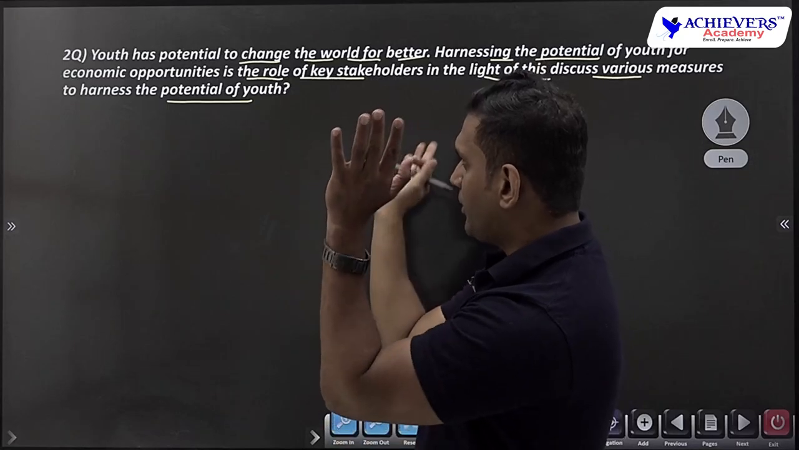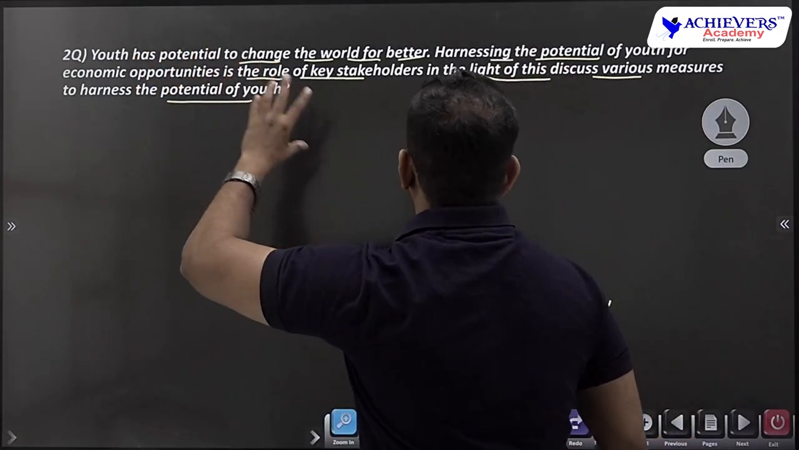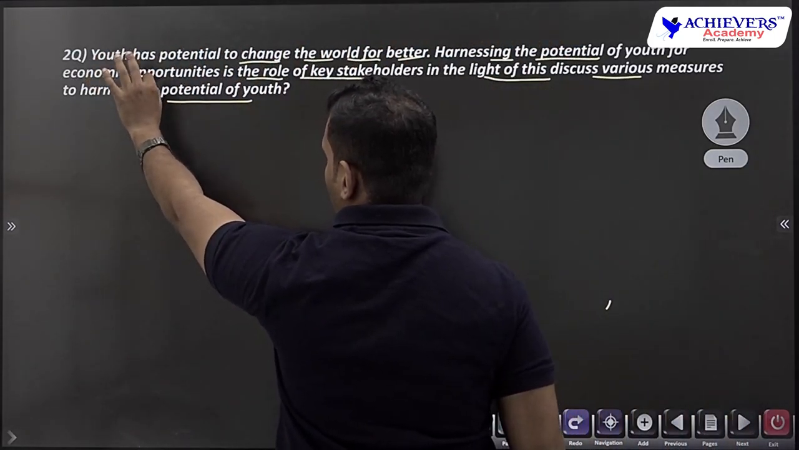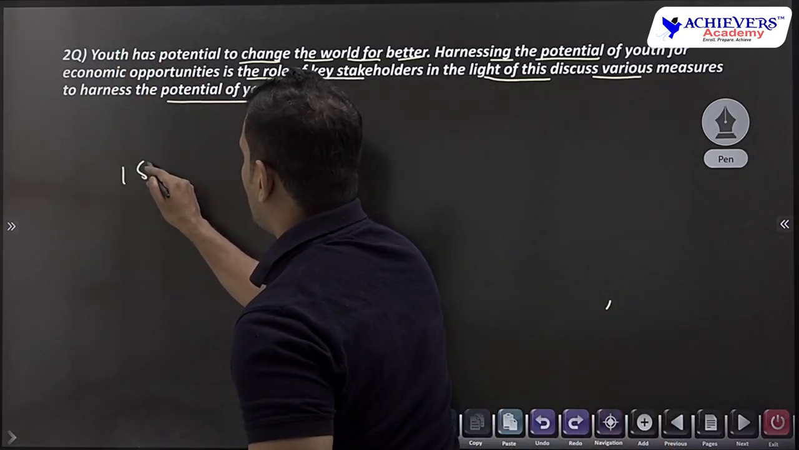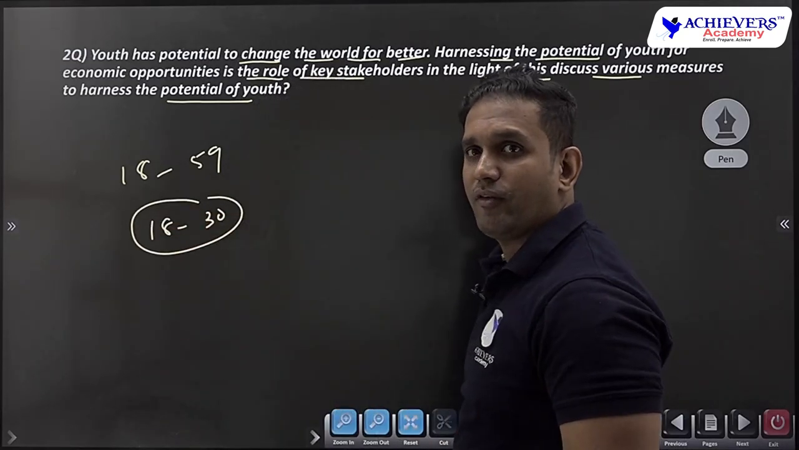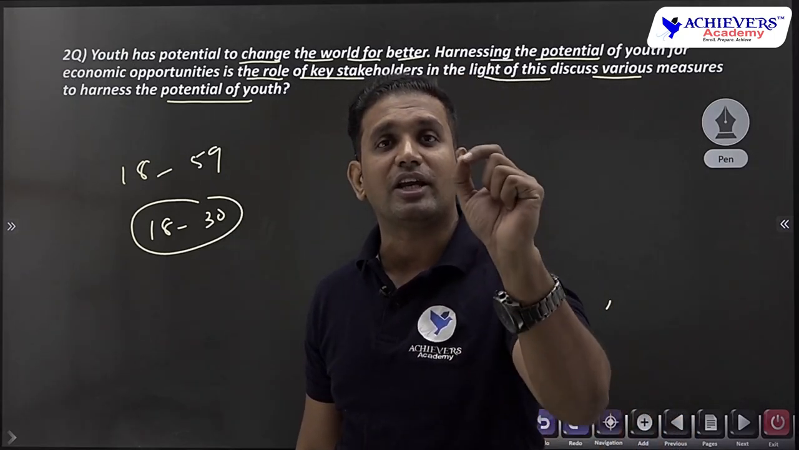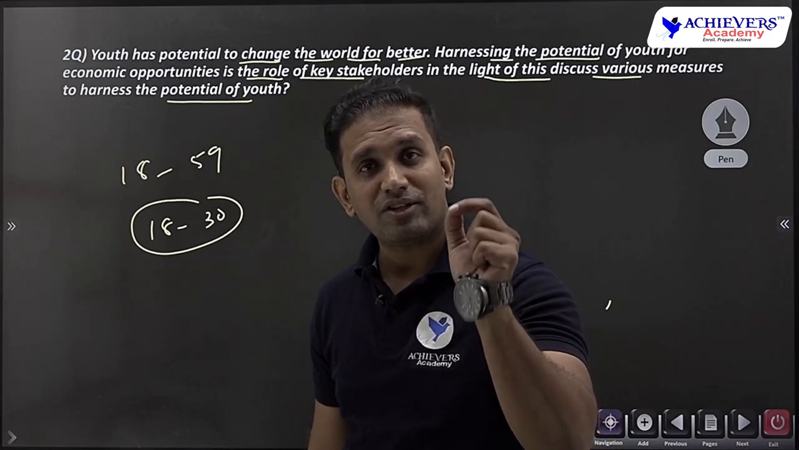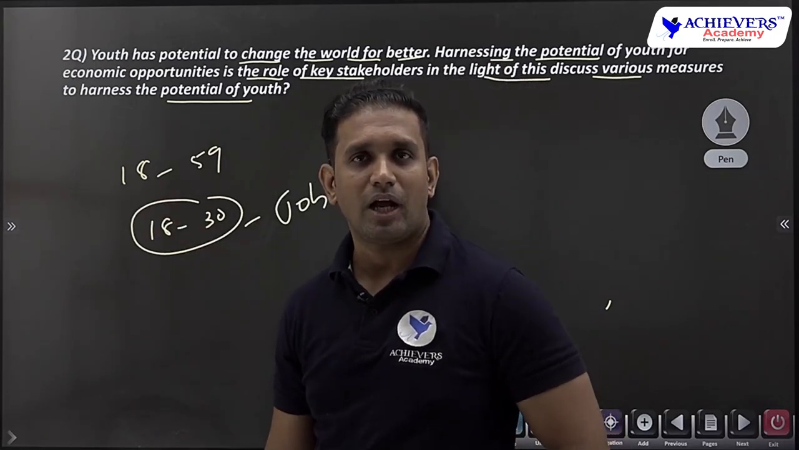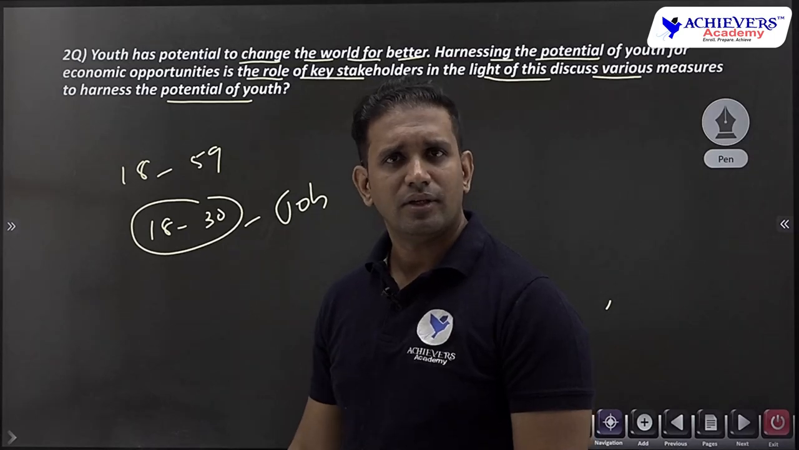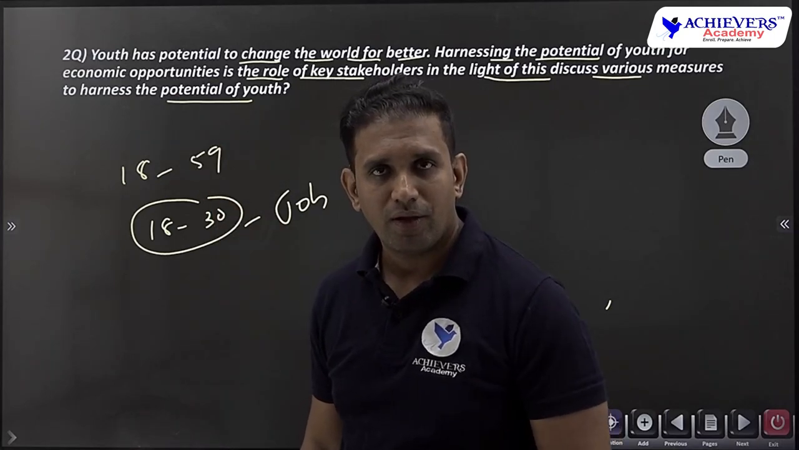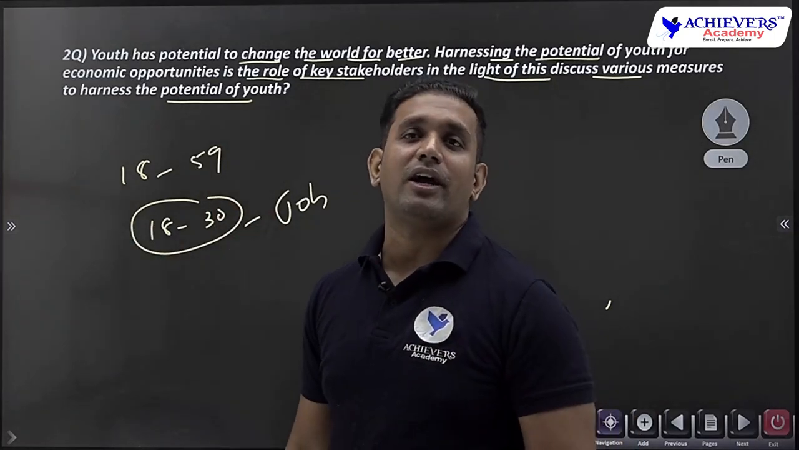Okay. Now they talked about youth here, and they have linked the youth with the potential of youth for economic opportunities. Basically, understand that you are in the age group of 18 to 30 years. What is it that you majorly require now in your life? All of you will say, yes sir, we want a job, because this is the age of a job after your studies, if you are doing PG or whatever it is. So youth is directly linked with what? Job. And in the economy, if the jobs are not available, where should we go?